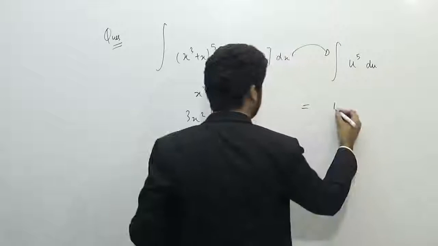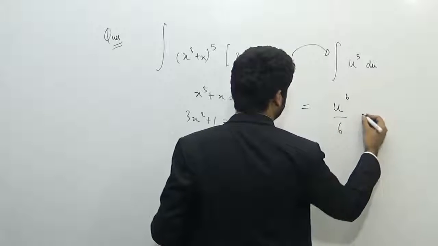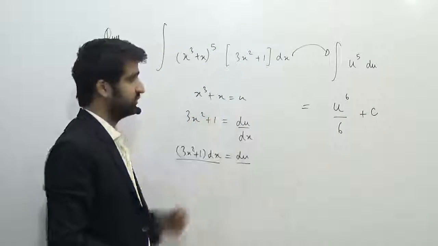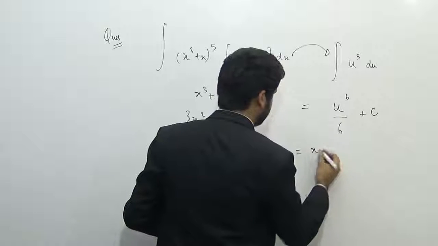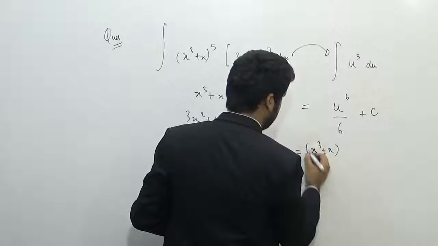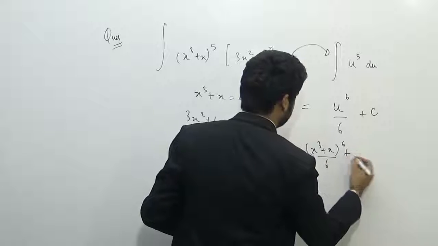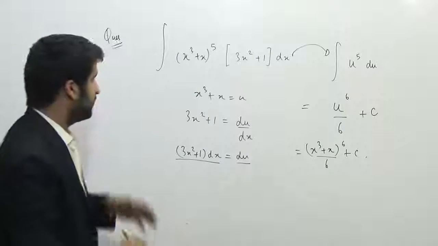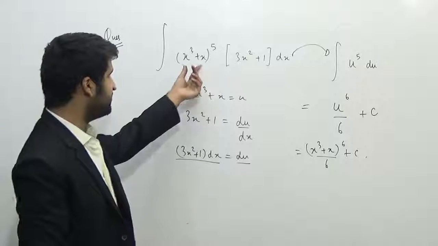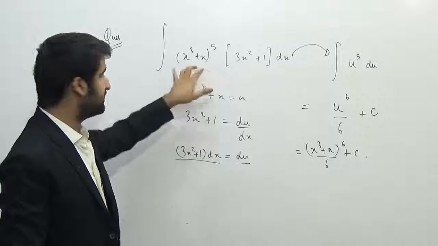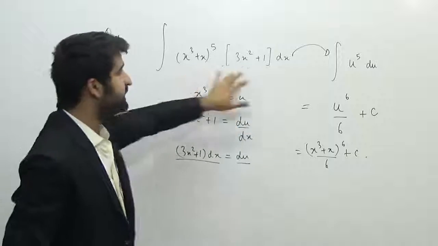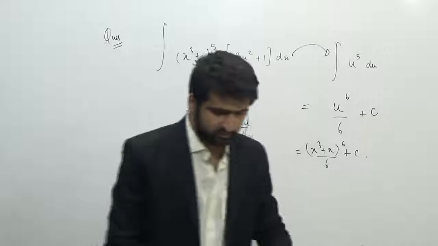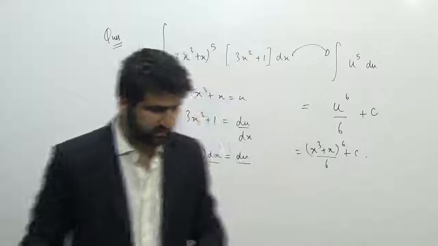So this is equal to nothing but u to the power 6 upon 6 plus c, and the value of u is x cube plus x. So this will be equal to (x cube plus x) to the power 6 divided by 6 plus c. So that's the integral of this given function. Now guys, remember, whenever you have to substitute this as u, you will always be given the derivative of this function in one or other way. So that's how it is given in this case. Now let's see the next problem.